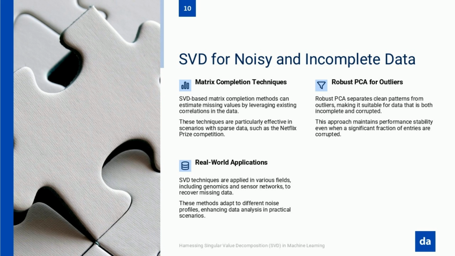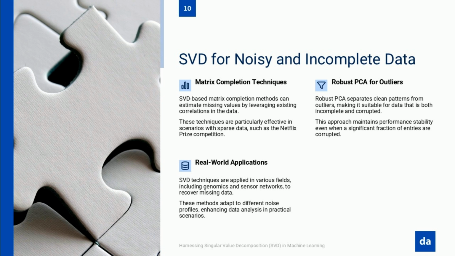This is where robust PCA approaches come into play. While standard PCA, and by extension SVD, is highly sensitive to outliers and corrupted values, robust PCA decomposes a matrix into two components: a low-rank structure representing the clean underlying patterns, and a sparse matrix capturing the outliers and corruption.